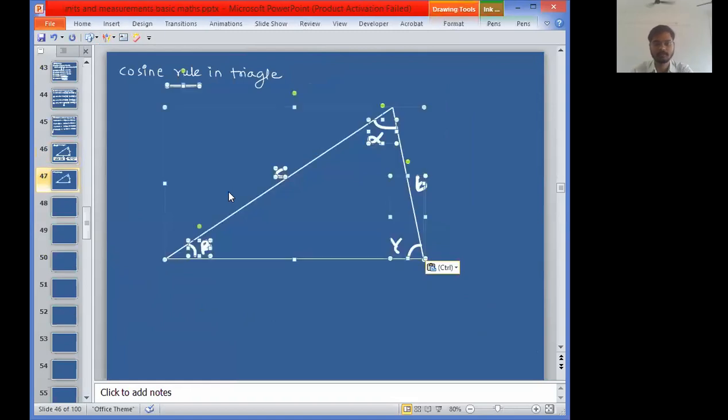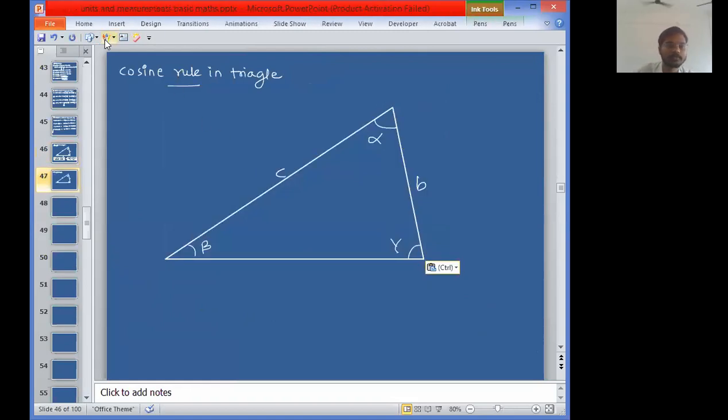Let's check. Yes, we can do that. Fine, sir. Again, alpha is opposite side A. Side A is opposite angle alpha. Side B is opposite angle beta. Side C is opposite angle gamma.